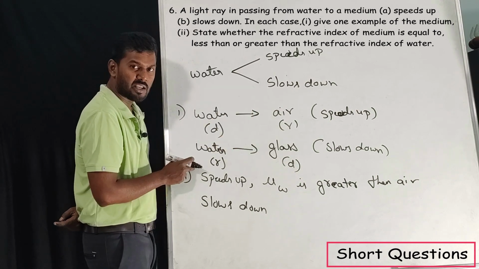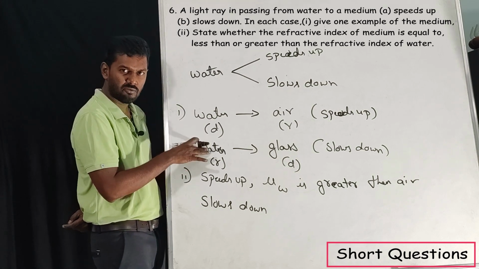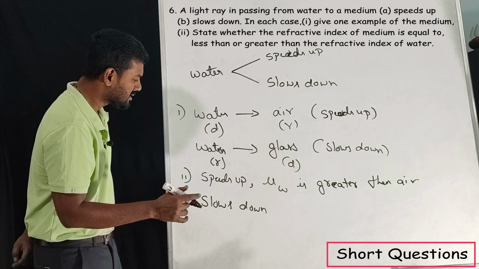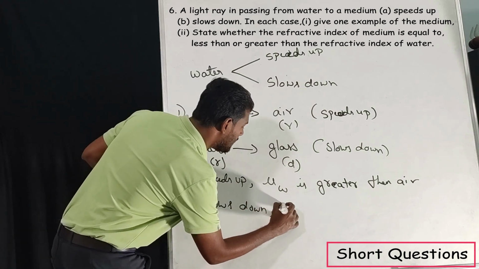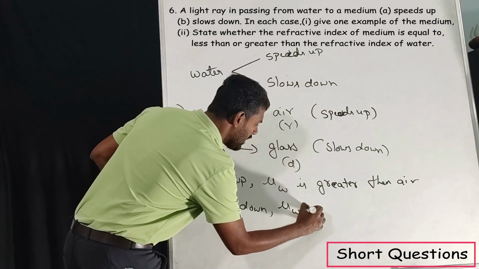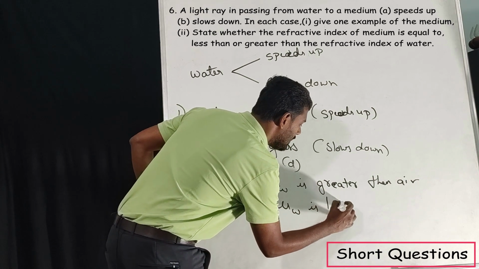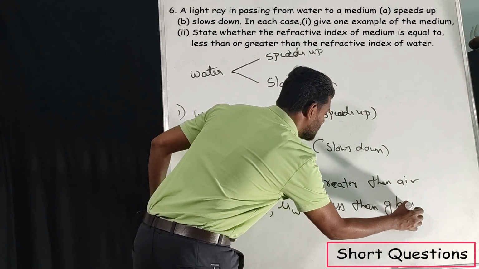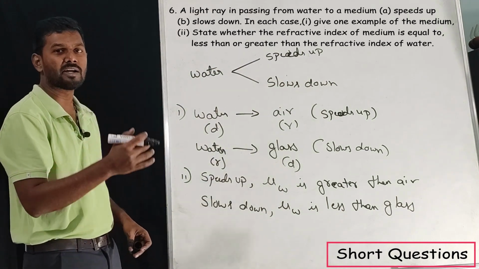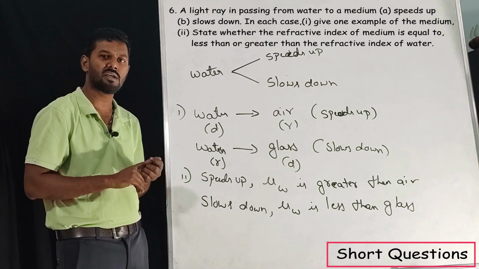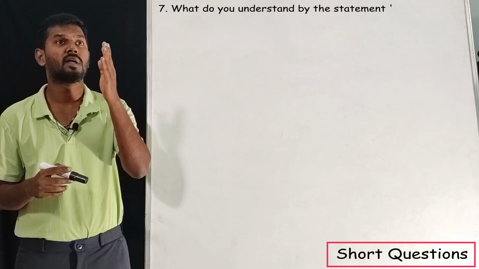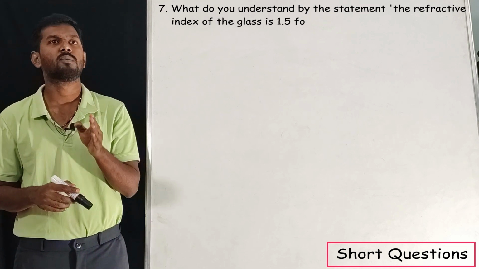In this case, which is rarer? Water is rarer, so its refractive index is less compared to the denser medium, that is nothing but glass. So when it slows down, the refractive index of water is less than glass. That's it. If it is rarer, refractive index will be less. If it is denser, refractive index will be more.